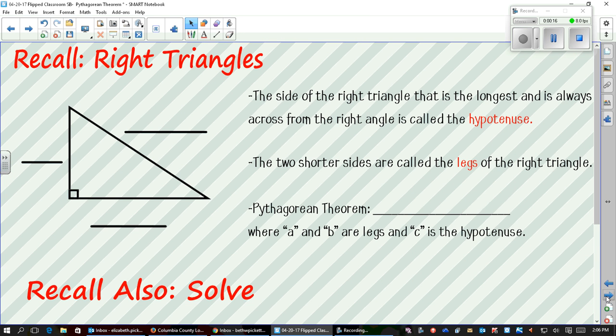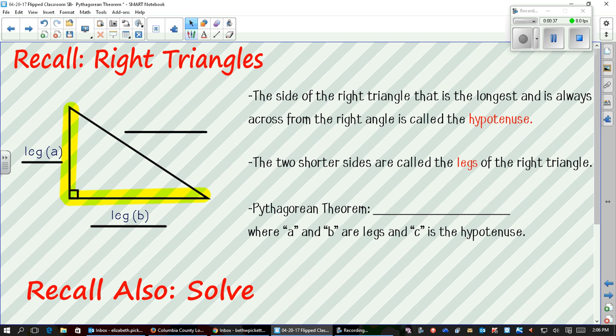If we have a right triangle, a three-sided figure that contains a right angle, the two sides that make up the right angle are going to be called the legs. And we're going to give one of them the letter A, one of them the letter B. It does not matter which one you choose.